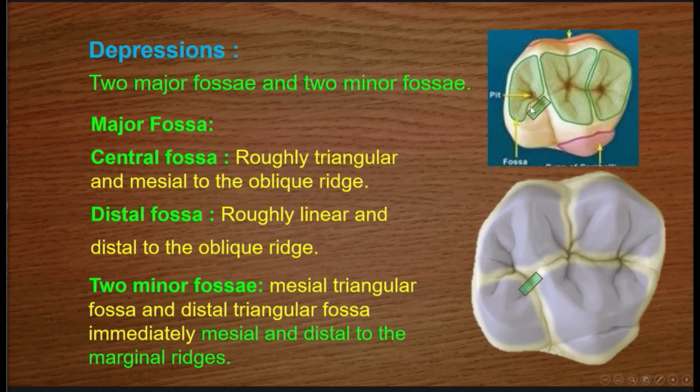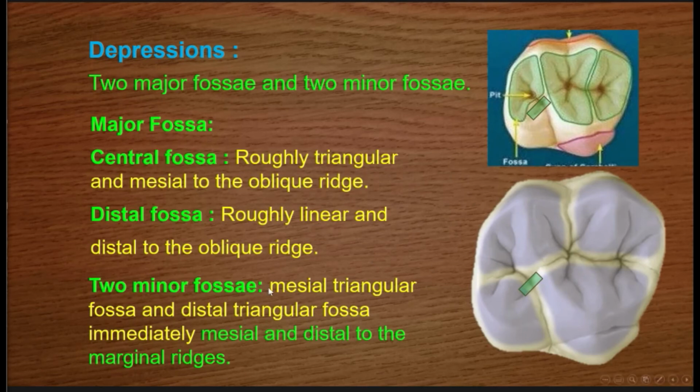And the distal fossa is there. It is roughly linear in shape and distal to the oblique ridge. So on the mesial side of the oblique ridge there is the central fossa, which is triangular in shape, and on the distal side there is the distal fossa, which is roughly linear in shape. So there are two major fossas related with the oblique ridge.